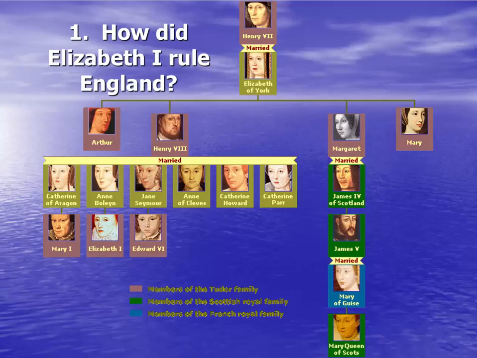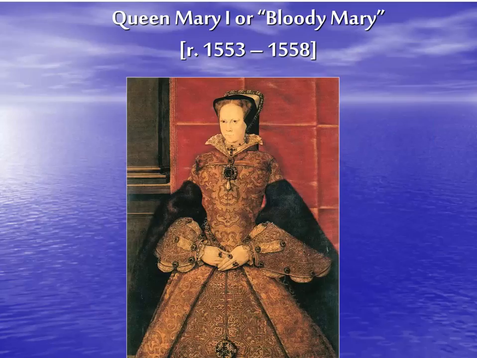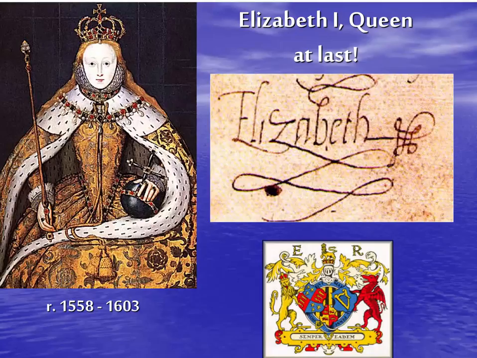So that does take us to this question: how did Elizabeth I rule England? Elizabeth I is going to take power when her sister dies. Her sister dies, as I have on here, in 1558, basically of stomach cancer. So Elizabeth becomes the Queen of England. She's going to rule from 1558 to 1603. So she's going to have a considerably longer reign than either of her siblings.